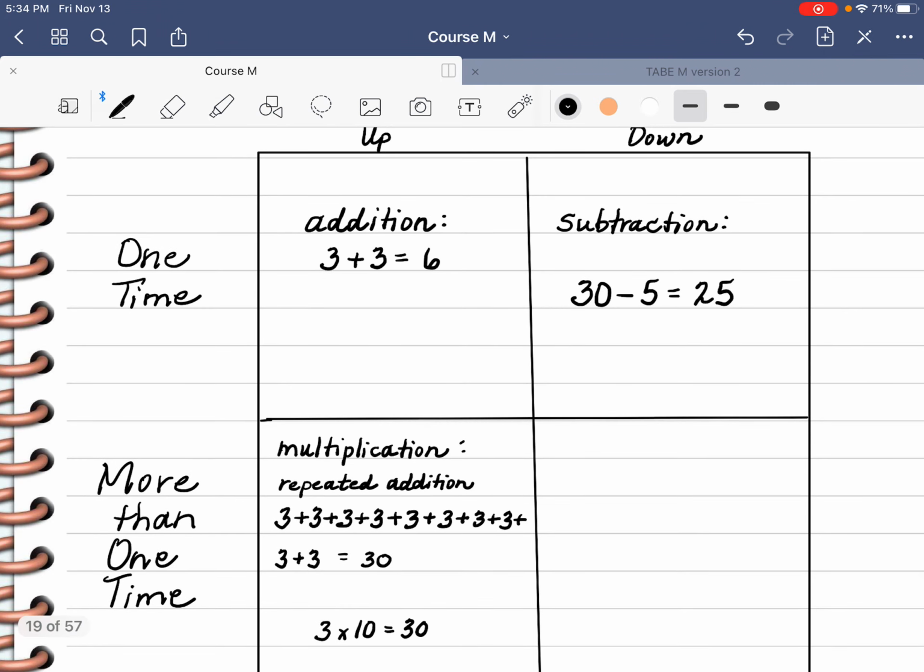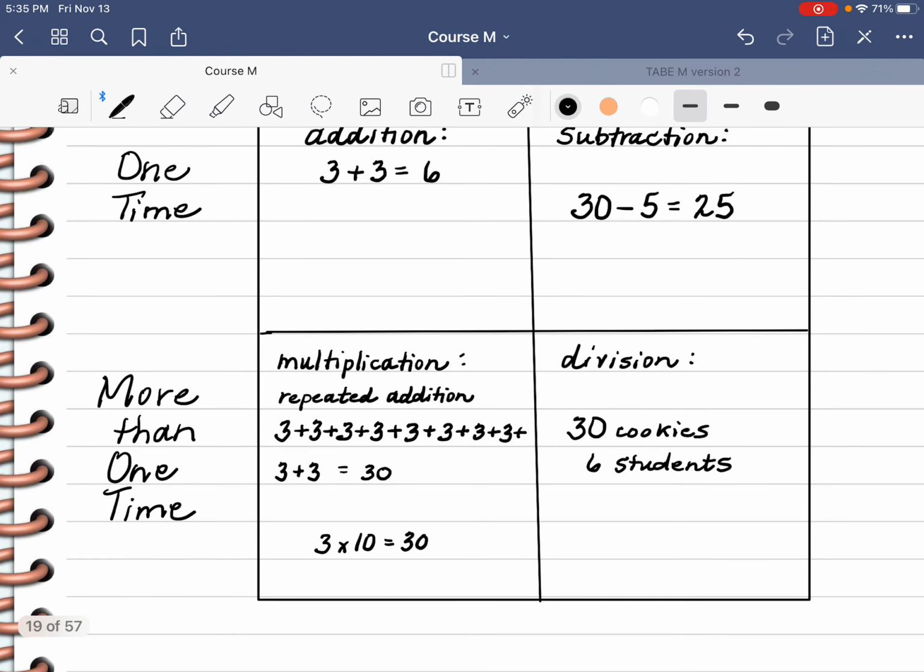What if, and this is going to be division, I have 30 cookies and I have 6 students and I need to break down that 30 evenly.